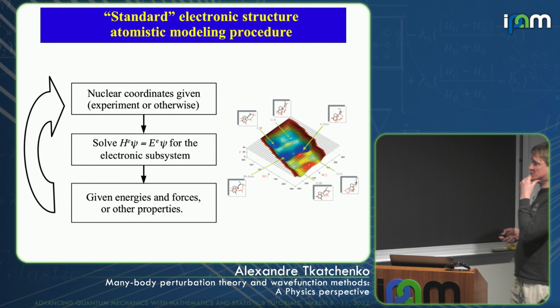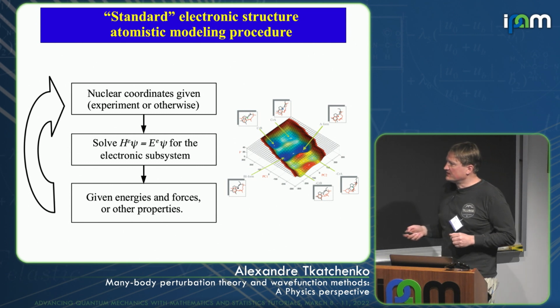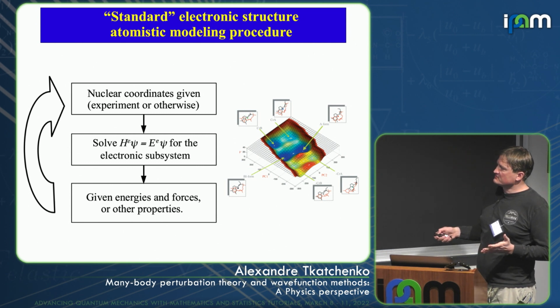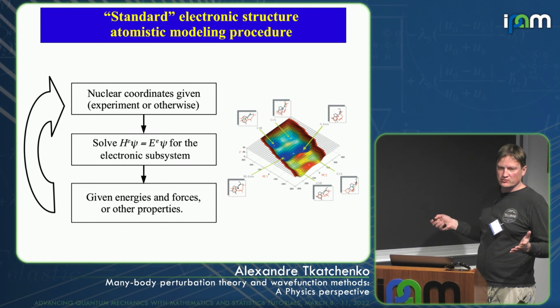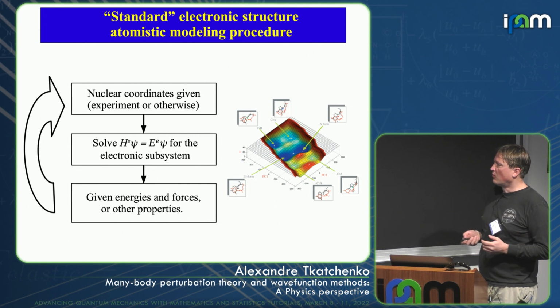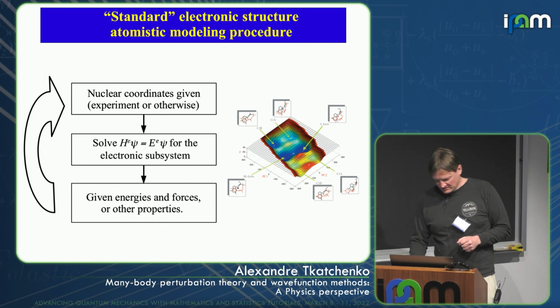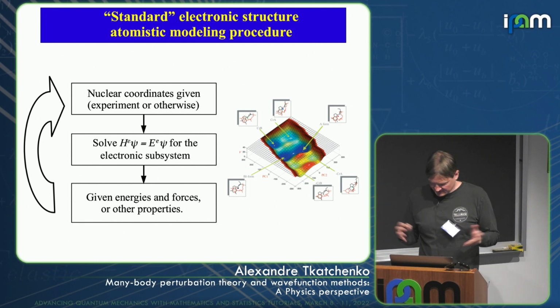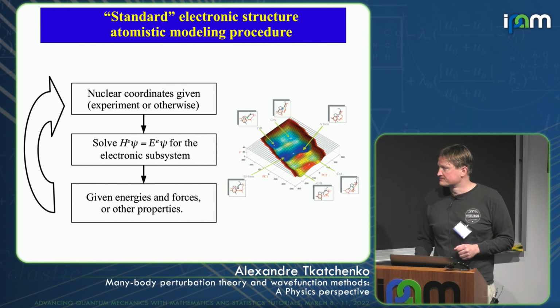physics. And so then basically, for a given system, you define some initial nuclear coordinates, which can come from experiment or from a construction of a molecular solid on a computer. You solve the Schrodinger equation for a given electronic subsystem. This gives you energies and forces or other properties, and then you repeat. Either you sample the potential energy surface using molecular dynamics, or path integral molecular dynamics, or Monte Carlo.